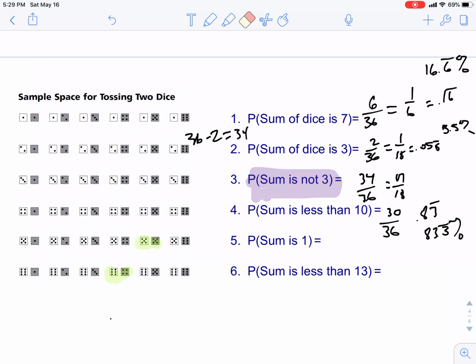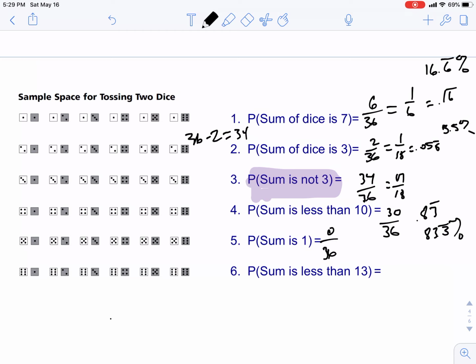Can't happen. You're rolling 2 dice. You've got a 0 out of 36 chance, which for some of you, that's the chance you're going to have of getting a date for prom next year. Boom, ba-doom, tsh, just kidding.